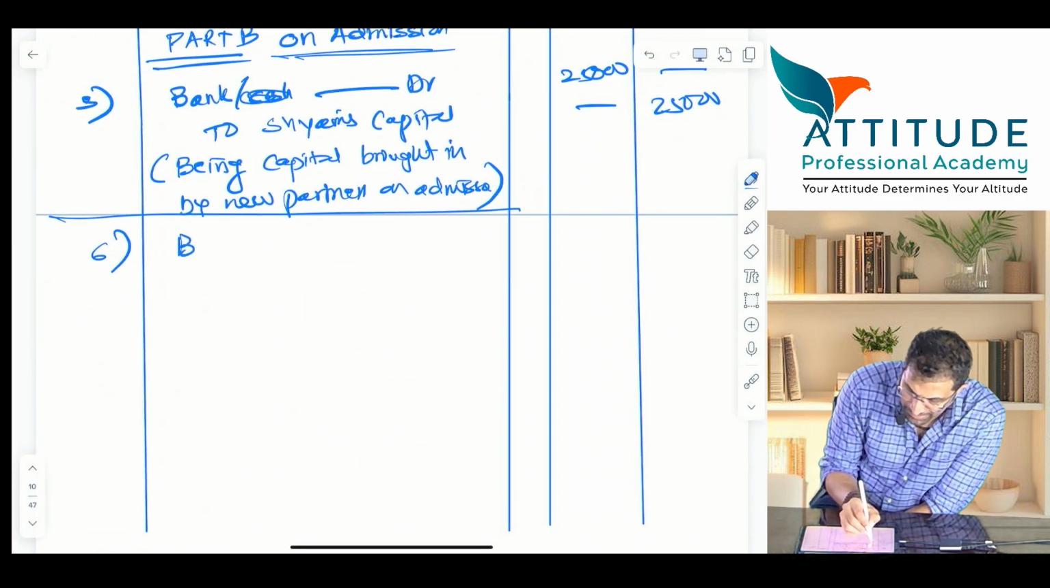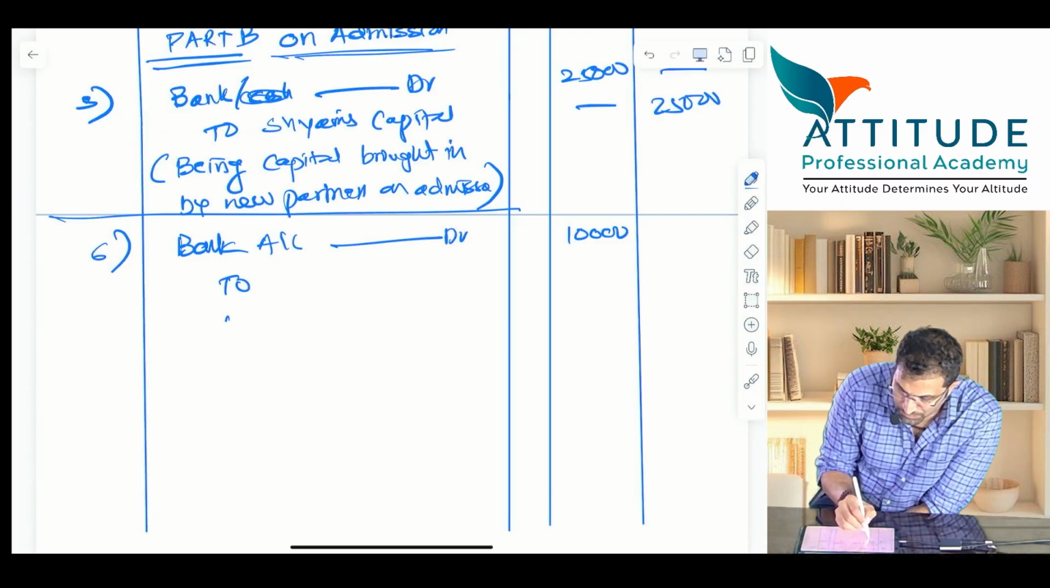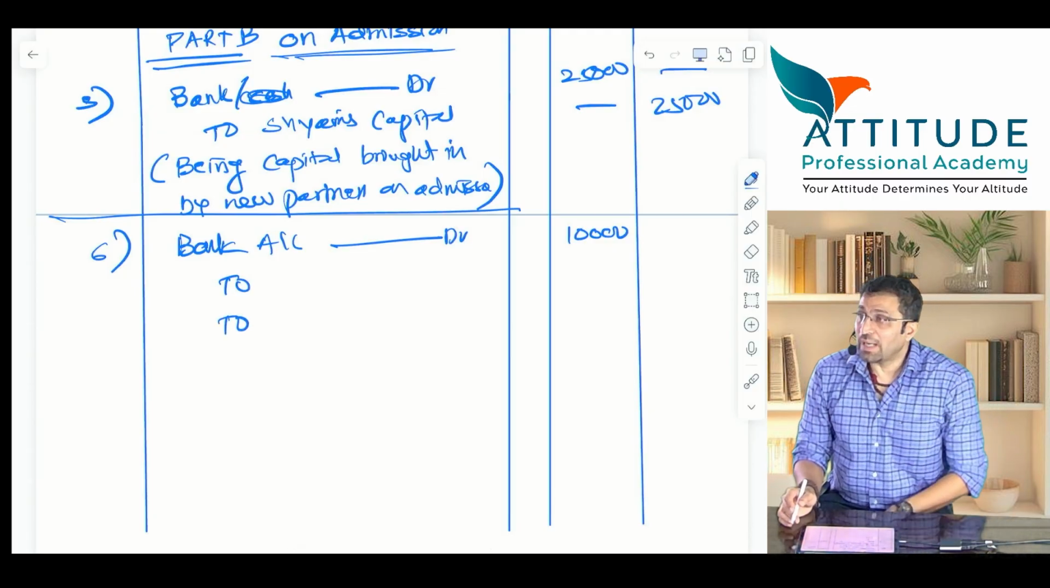Entry: bank account debit 10,000, to whom? Ram and Mohan. In which ratio?